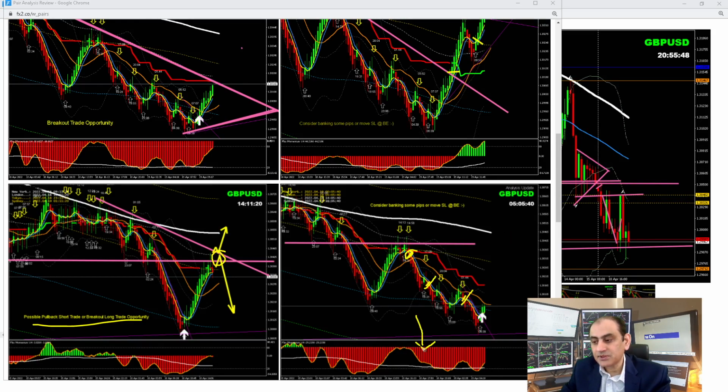Once you see the momentum is bearish, every time the price breaks the previous low and respects, as you can see even now here, beautiful pullback short trade on pound dollar.